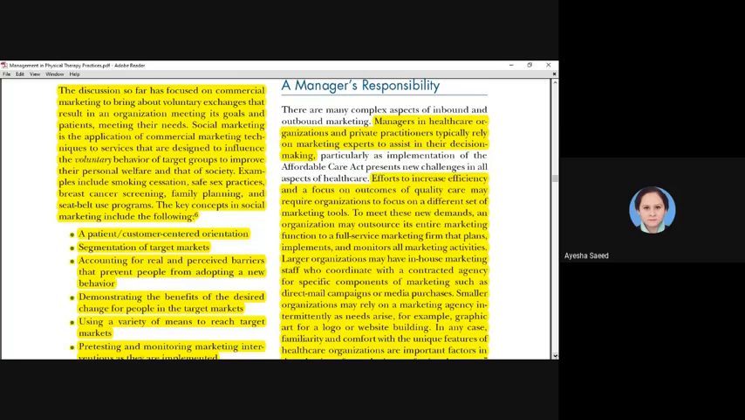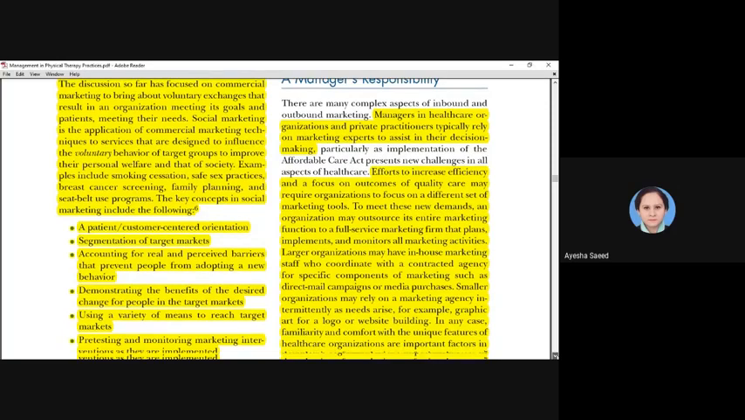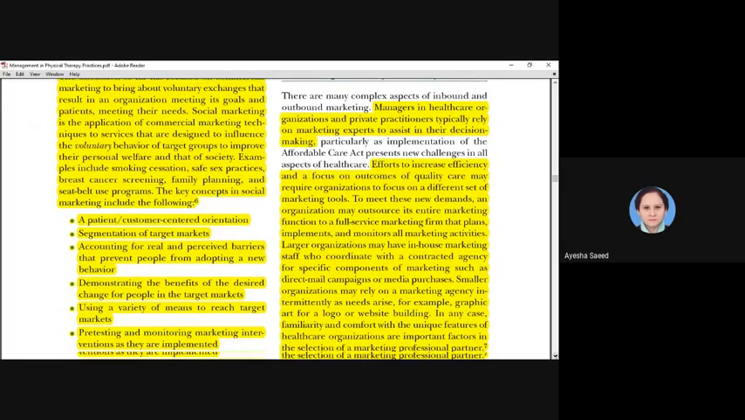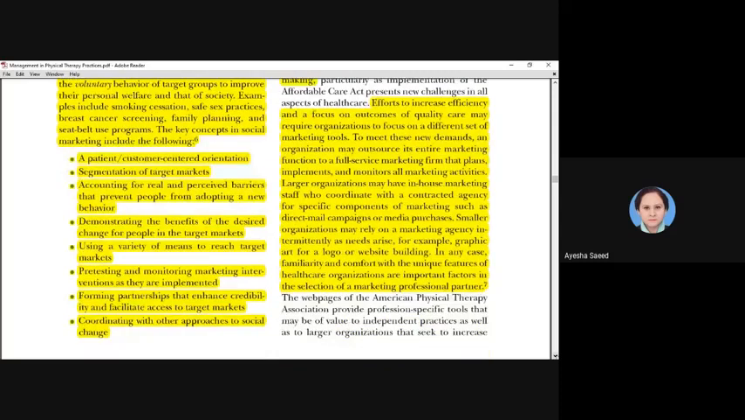Larger organizations may have in house marketing staff who coordinate with a contracted agency for marketing, such as direct mail campaigns or media purchases. Smaller organizations may rely on a marketing agency intermittently as needs arise, for example, graphic art for a logo or website building. In any case, familiarity and comfort with the unique features of healthcare organizations are important factors in the selection of a marketing professional partner.